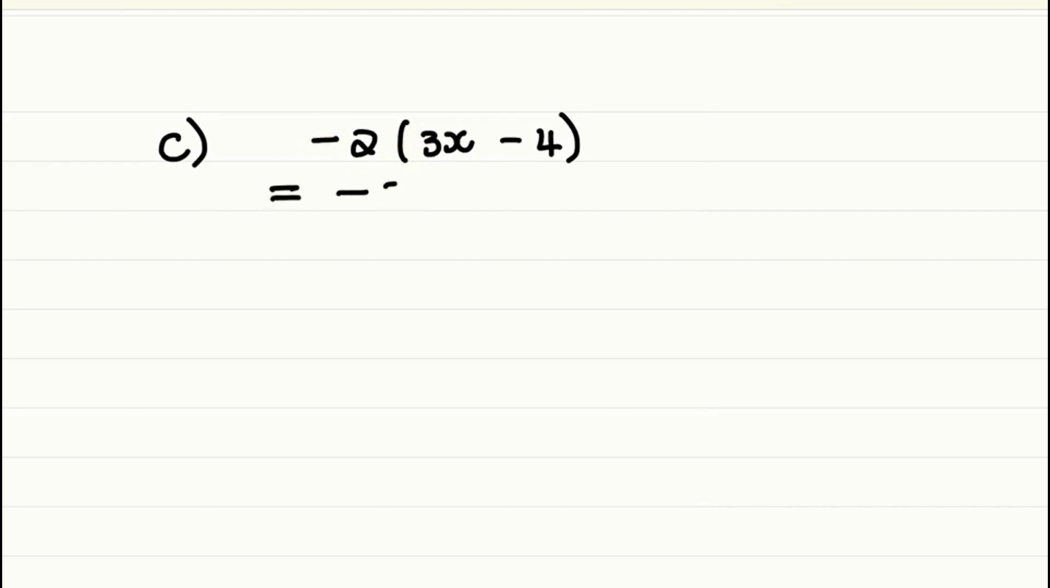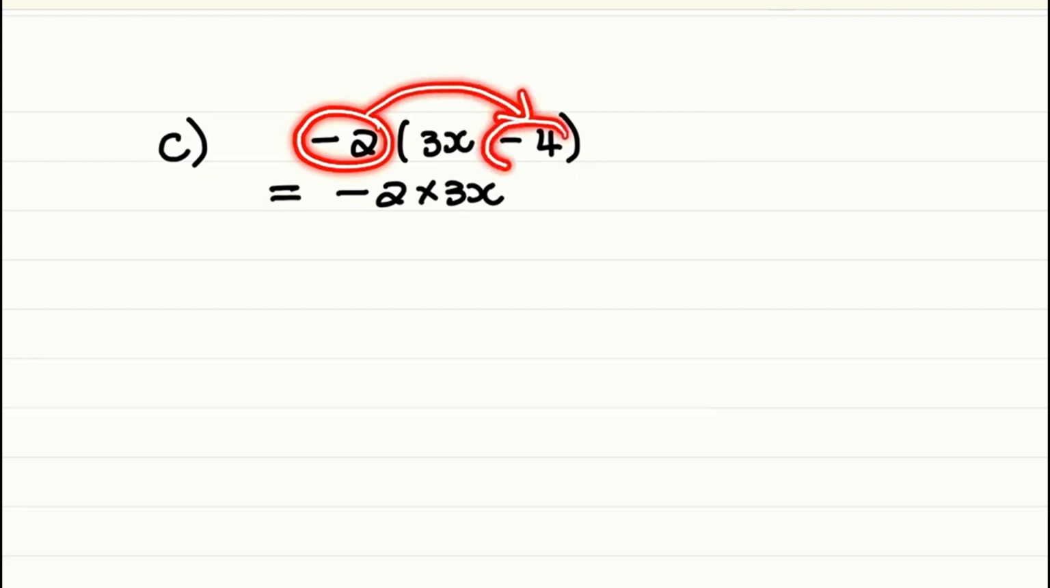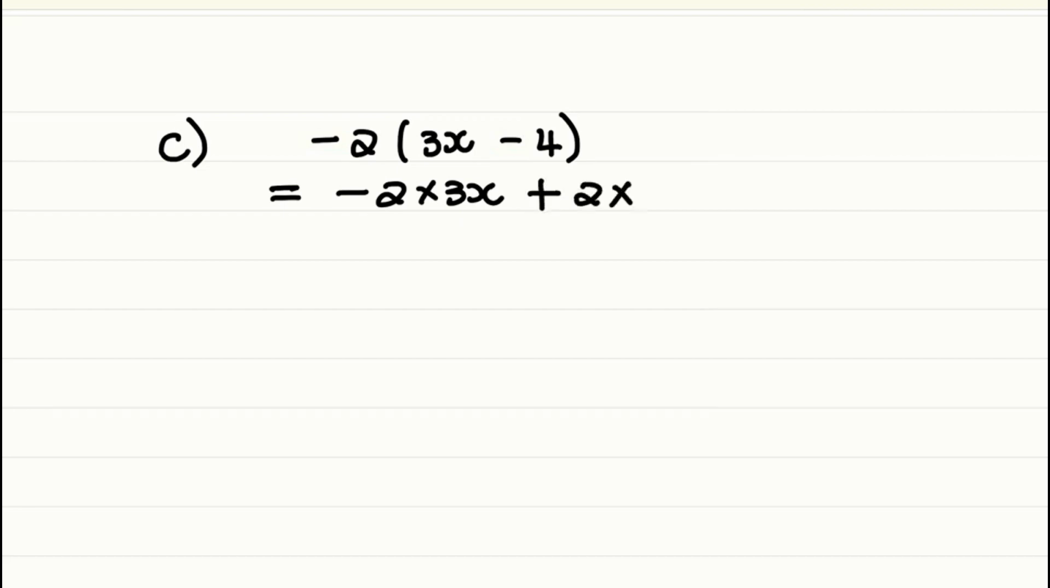And then we'll have 2 times 3x. Next, we'll multiply negative 2 with negative 4. Now, two negatives multiplied with each other will give us a positive answer. And then we will have 2 times 4. So our answer would be negative 6x plus 8.